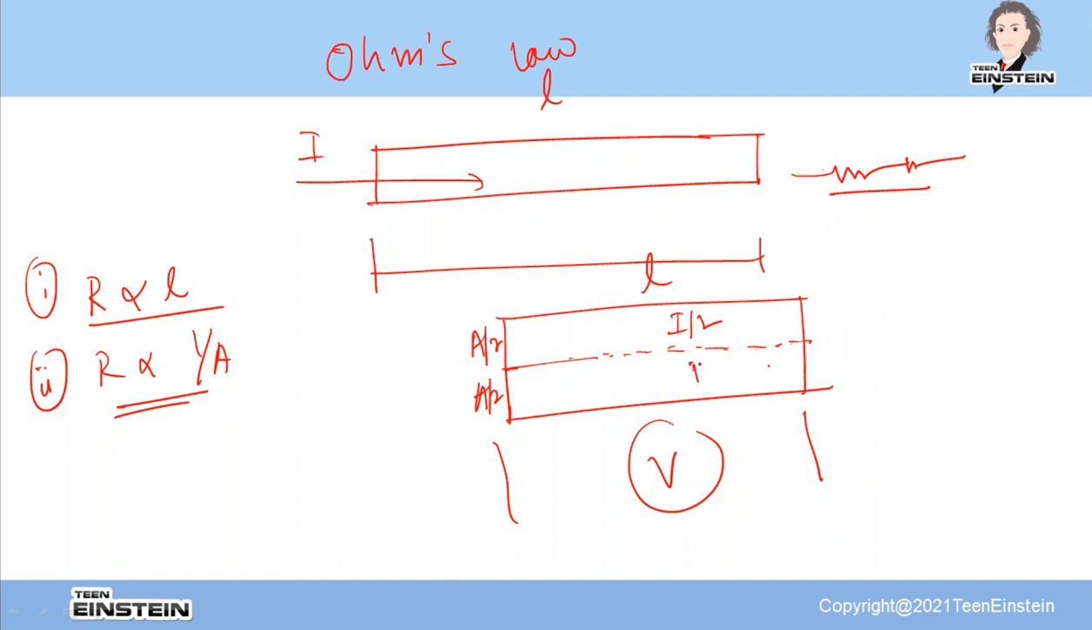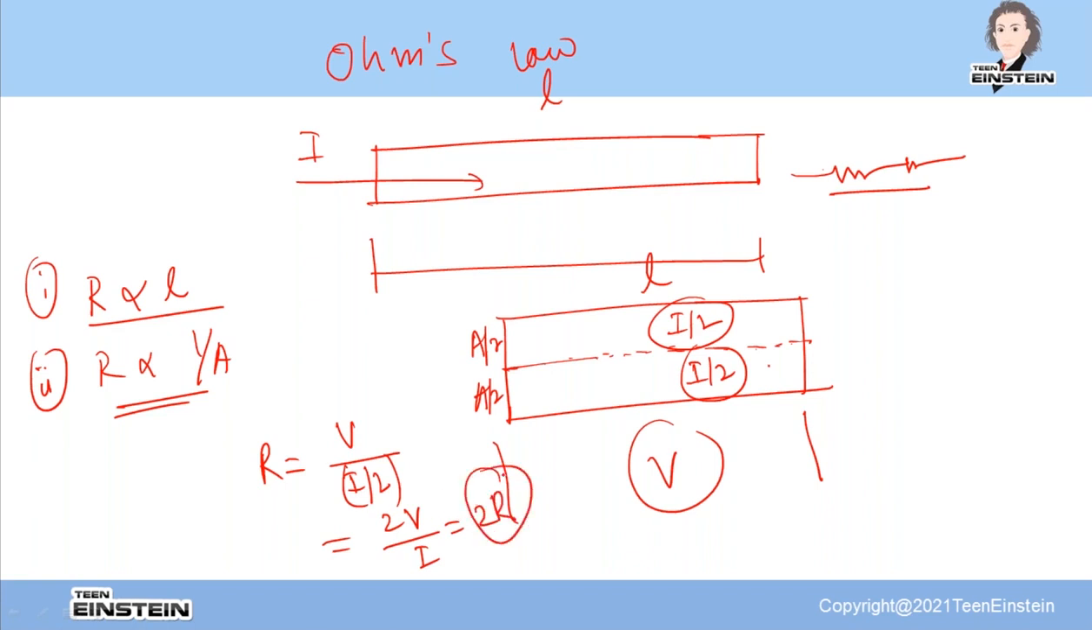Current had been divided by 2 in both cases. So if I try to write the current, you'll get I by 2, so V by I is equal to R, and you'll get 2R. What does it mean? When you are just making the area half, you are getting double the resistance. That means the resistance is inversely proportional to the area of the conductor.